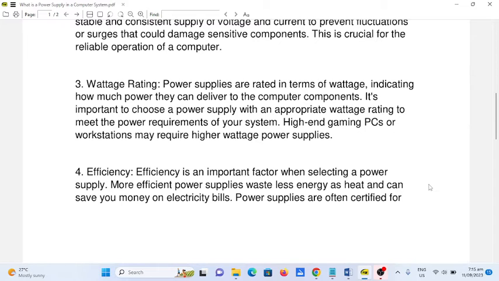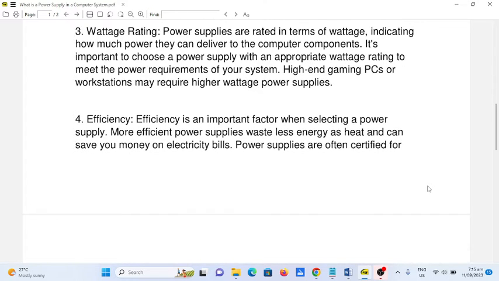Number 3, wattage rating. Power supplies are rated in terms of wattage, indicating how much power they can deliver to the computer components. It's important to choose a power supply with an appropriate wattage rating to meet the power requirements of your system. High-end gaming PCs or workstations may require higher wattage power supplies.